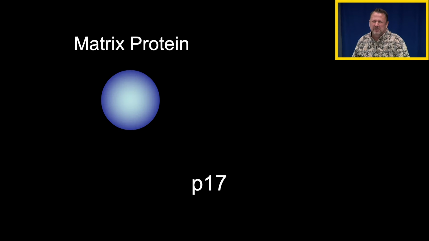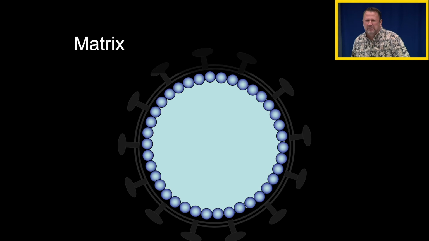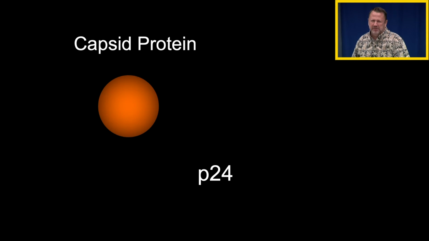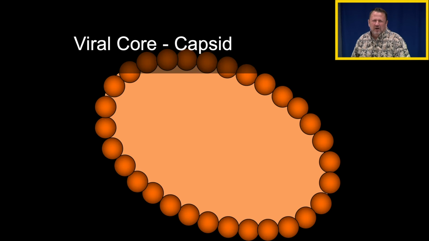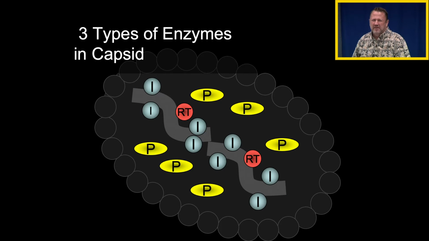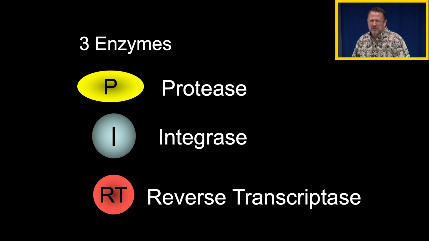All right, inside of that is the matrix. The matrix is made of P17 proteins. And then this is important, the viral core is also called a capsid. And so the viral core is where the genetic material is stored in the capsid. And in the capsid are viral RNA and 2 identical copies of that, and then 3 major types of enzymes, protease, integrase, and reverse transcriptase. And so this is going to be important because we're going to talk about protease inhibitors, integrase inhibitors, and reverse transcriptase inhibitors. And so that's why we go over these enzymes.